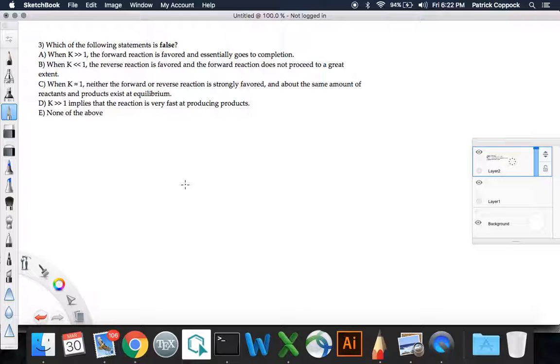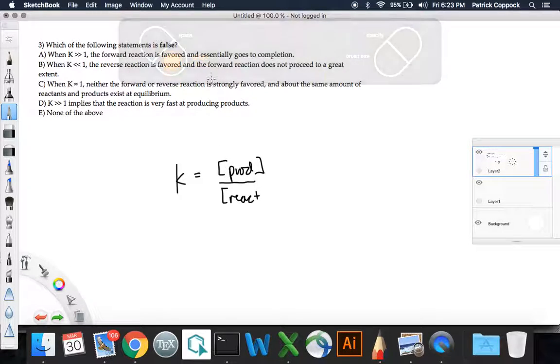Alright, so we know that K is equal to the products over the reactants, right? So when K is very big, it says the forward reaction is favored and essentially goes to completion, and that's true. But we're looking for what's false. So it's not the first one, because that's true. When K is very small, the reverse reaction is favored and the forward reaction essentially doesn't go forward, and that's also true, so I'm going to mark it off, right?